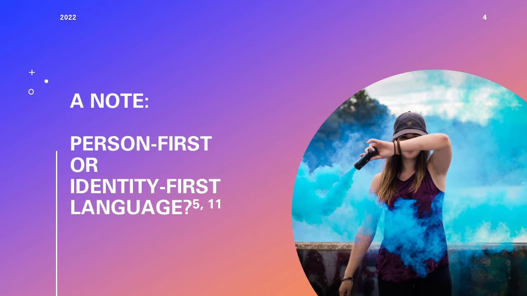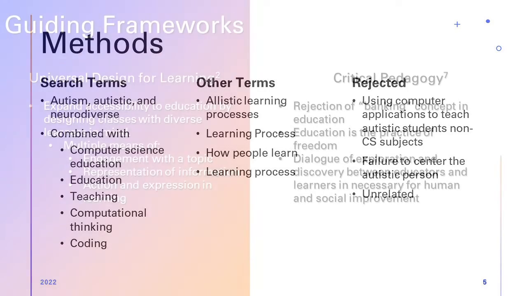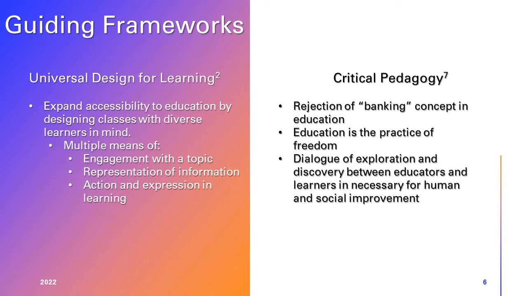To identify relevant information, searches were conducted with Google Scholar, Sage Journals, and UF Libraries for various combinations of terms related to computer science, education, and autism. The guiding frameworks for this literature review are Universal Design for Learning and Critical Pedagogy. Universal Design for Learning, or UDL, is intended to increase accessibility to learning by providing options to all learners through multiple means of engagement with the topic, representation of information, and action and expression in learning.